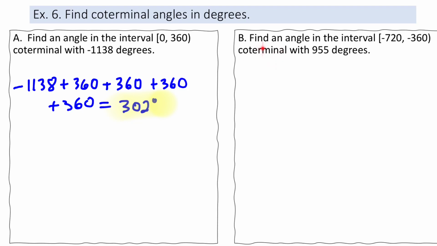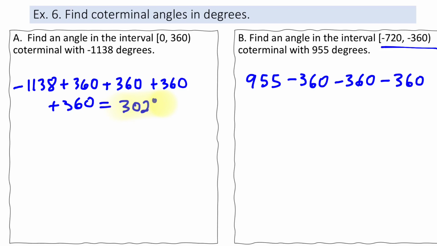For B, we're going to find an angle in the interval negative 720 to negative 360, coterminal with 955 degrees. So we're going to start out with 955, but this time I'm going to keep subtracting full revolutions, and that's not enough to get down in the negatives. I have to be negative. Let's do it again. I'm looking at my calculator as I'm doing this. That's still not enough. Let's do it again. Nope, still not enough. Let's do it another time.